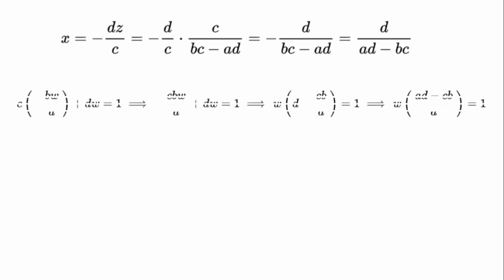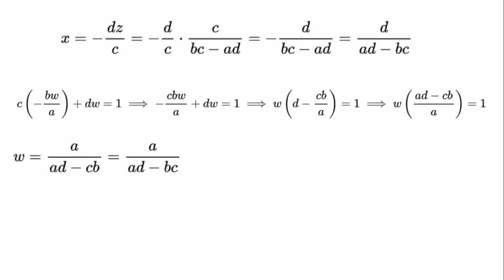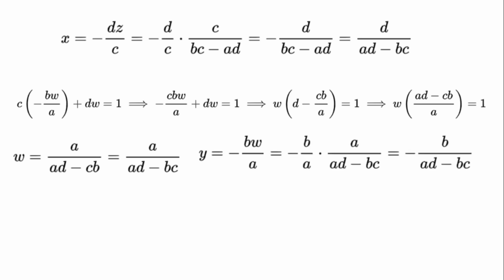Substitute y equals minus bw divided by a into equation 4. cy + dw equals 1, c times minus bw divided by a, plus dw equals 1, which implies w times (d minus cb divided by a) equals 1, which implies w times (ad minus cb) divided by a equals 1. Thus, w equals a divided by (ad minus cb) equals a divided by (ad minus bc). Find y: y equals minus bw divided by a equals minus b divided by a times a divided by (ad minus bc), equals minus b divided by (ad minus bc).